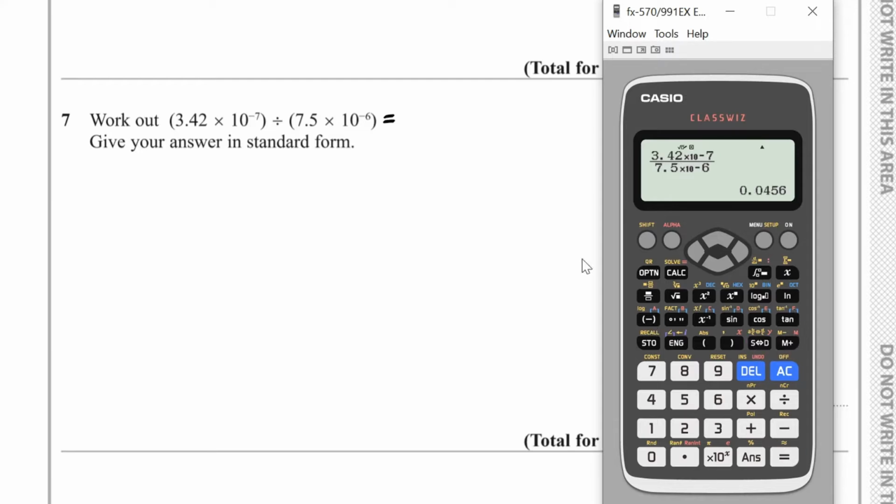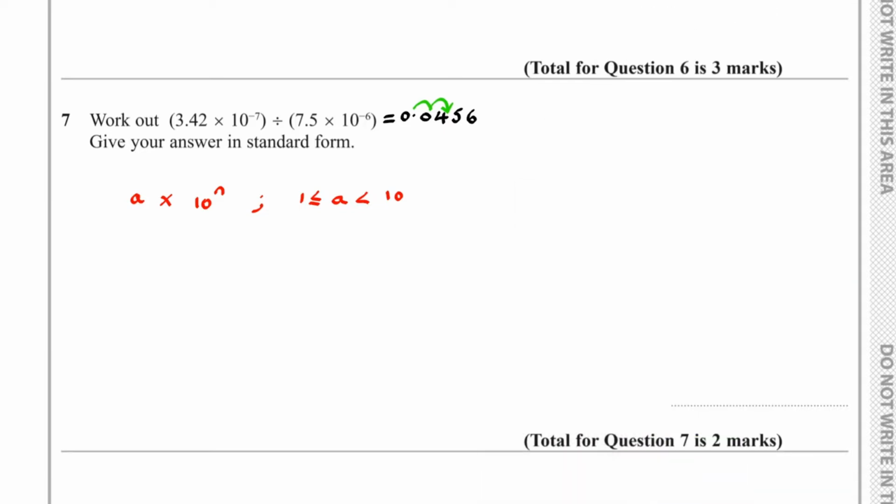0.0456. And we want to write this in standard form, and for standard form the number is supposed to be in the form a times 10 to the power of n, where a is in between 1 and 10. So we need to move this decimal place 2 units to the right, so we end up with 4.56 times 10 to the minus 2.